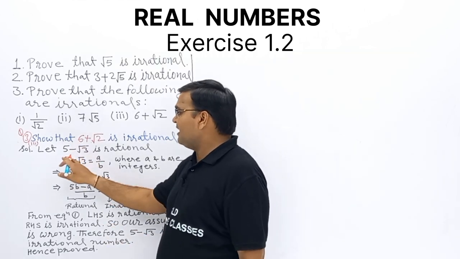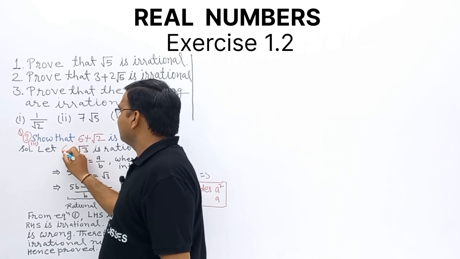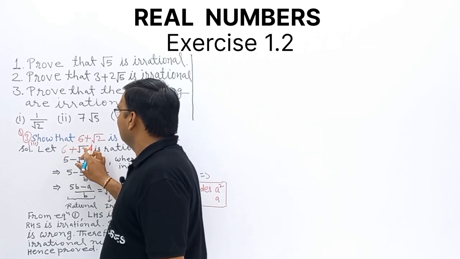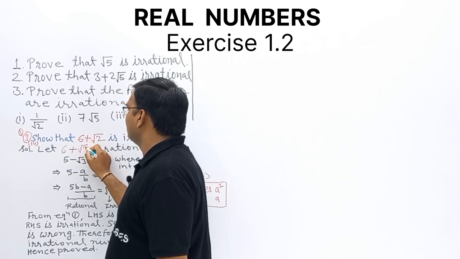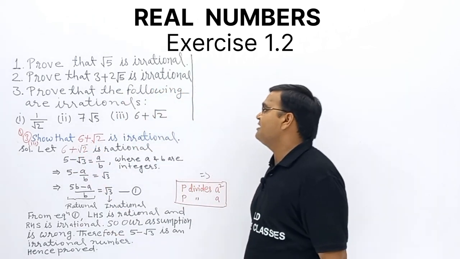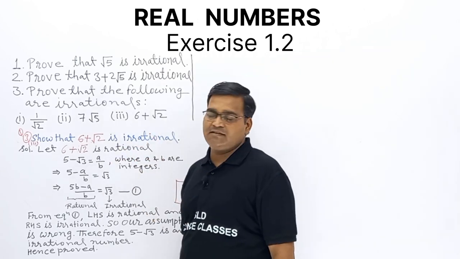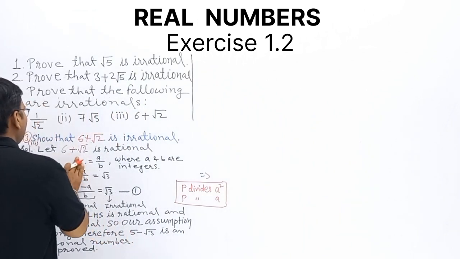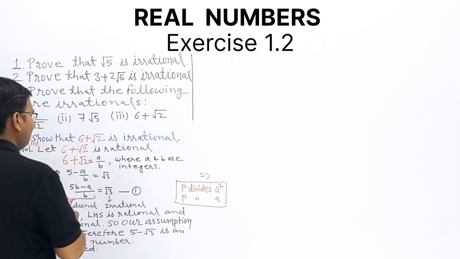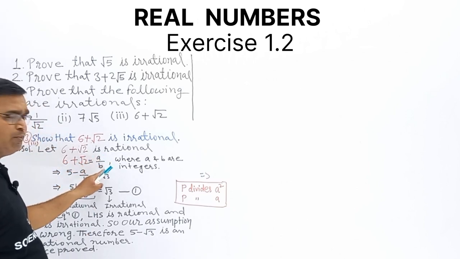So first, a similar process we will follow. Let 6 plus root 2 be rational. First I am assuming this irrational number as a rational number. Once we are assuming, then what will we do? We will write 6 plus root 2 equal to a upon b.